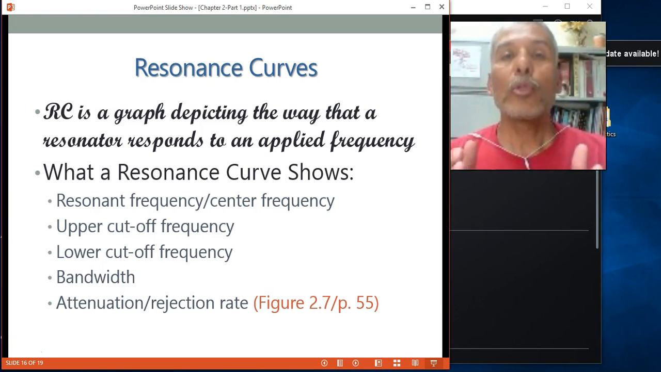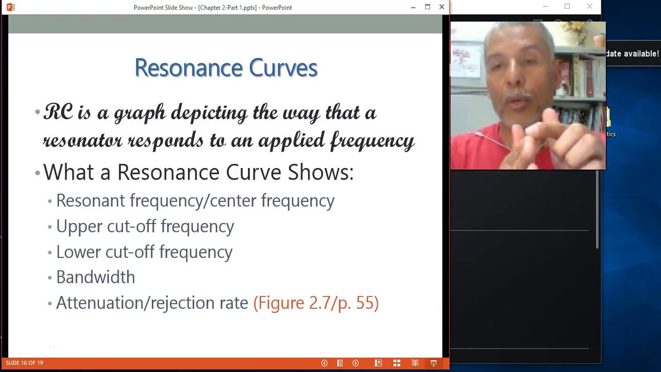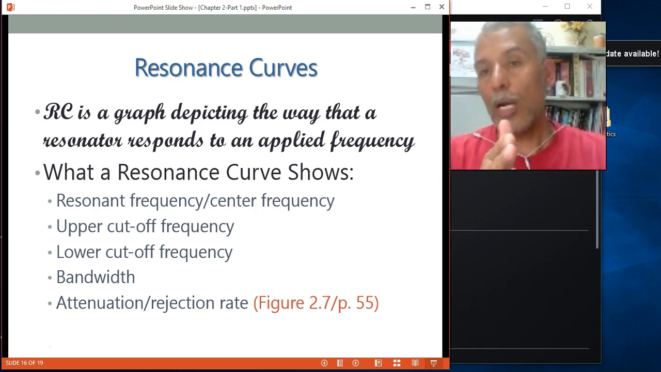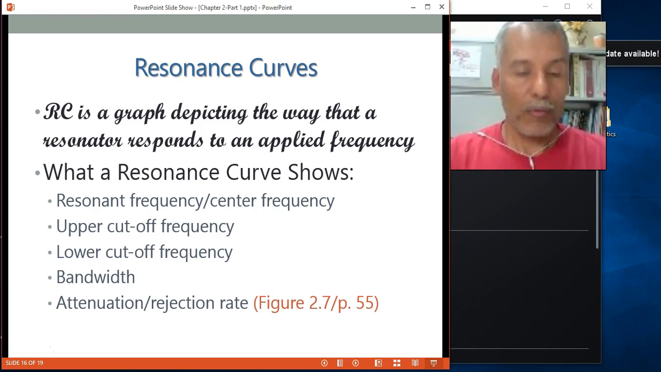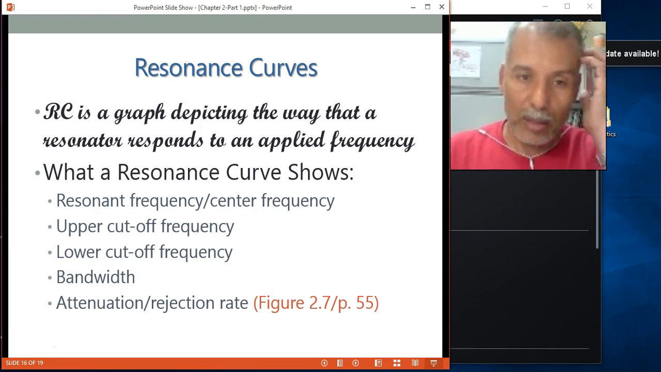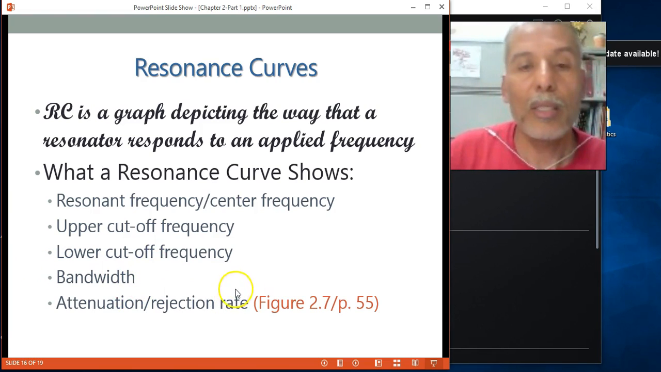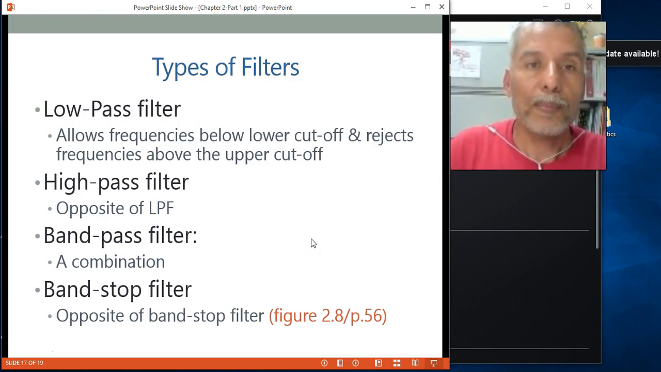And it also shows you the attenuation rate and the rejection rate. For example, below 300 is not going to be attenuated. Above 700, for example, in the example I gave you, it will be attenuated. And you go to figure 2.7 on page 55 to understand more.